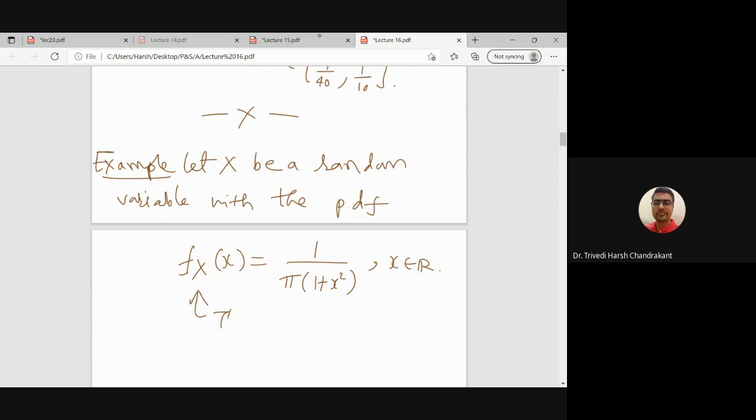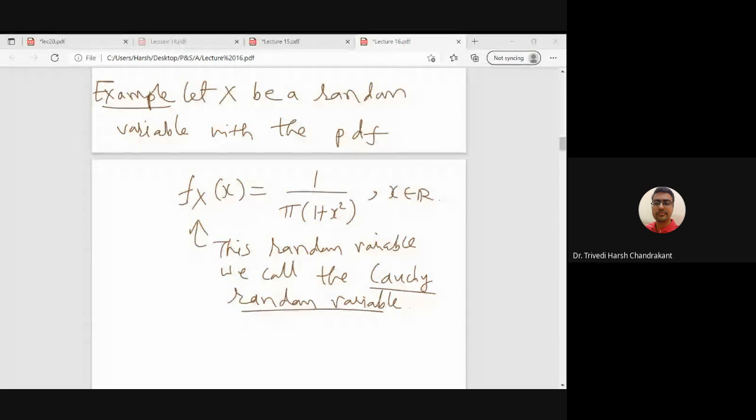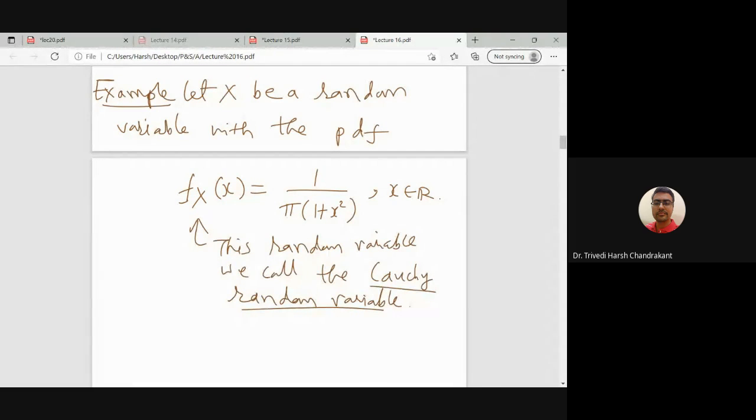Then this random variable we call the Cauchy random variable. So like the standard normal distribution, we have a certain probability density function. For the geometric, we have a certain density function. This is a density function of some random variable, and that random variable we are calling the Cauchy random variable. So what is the question?